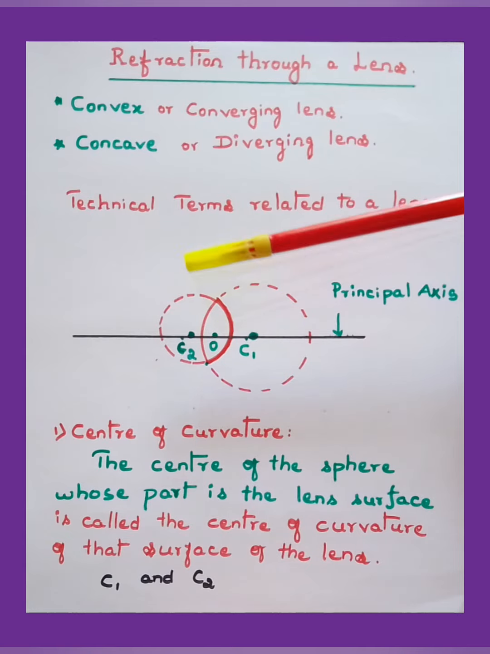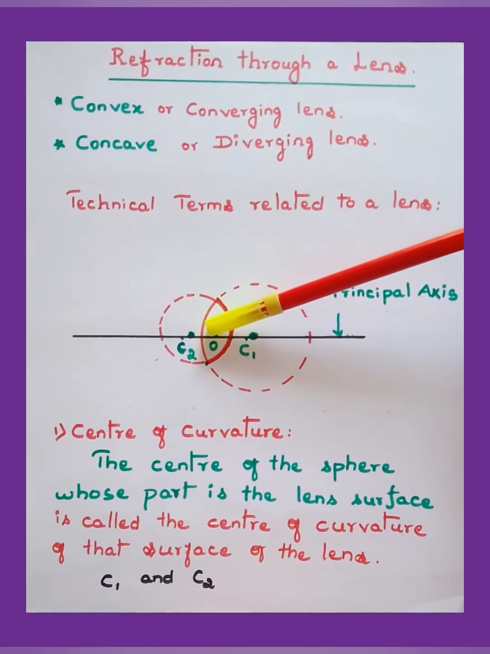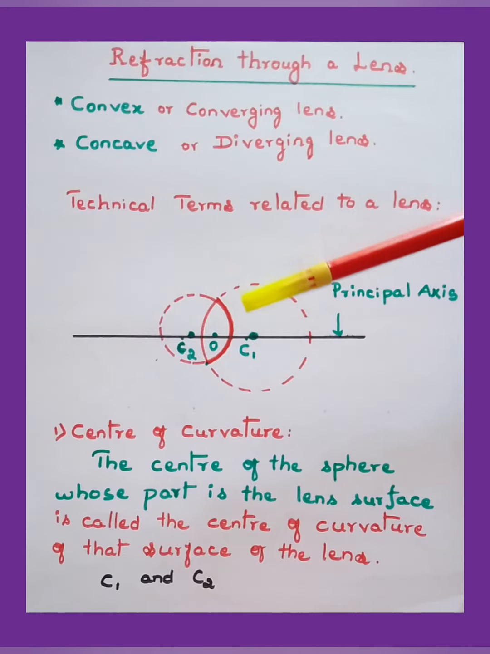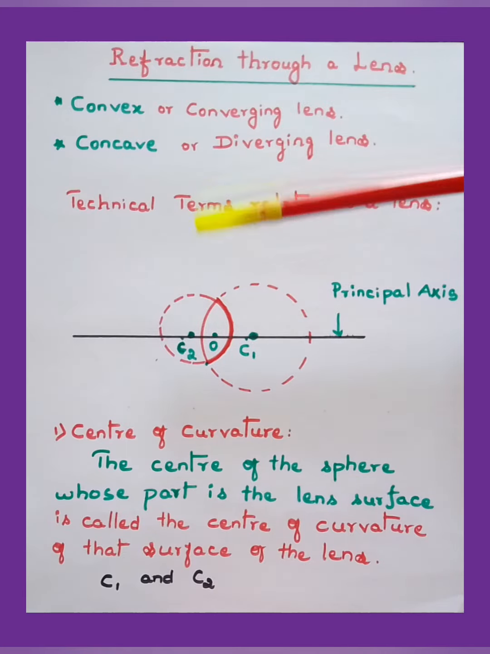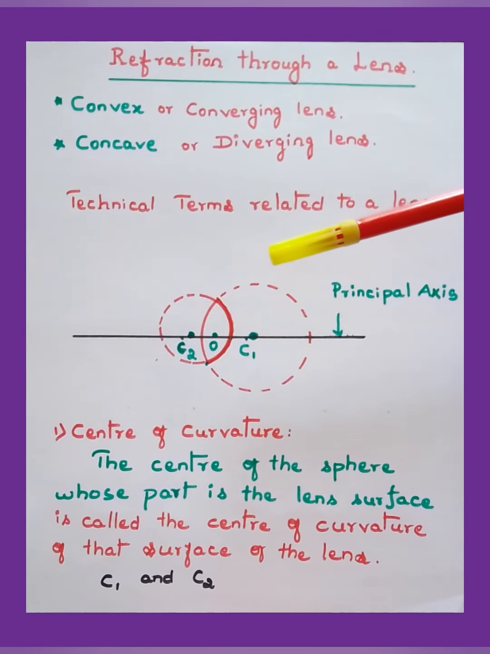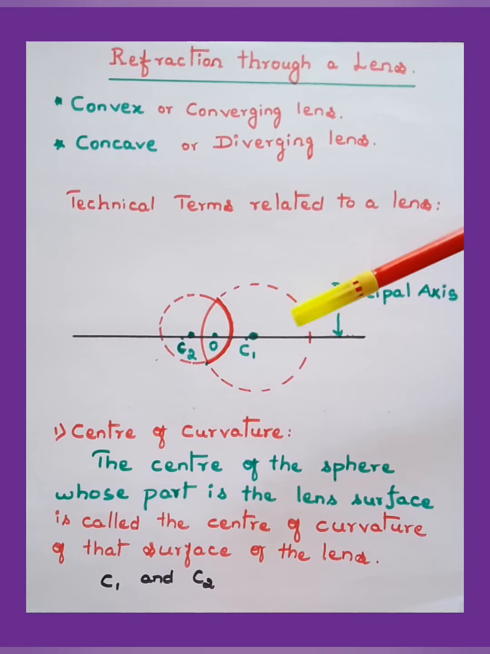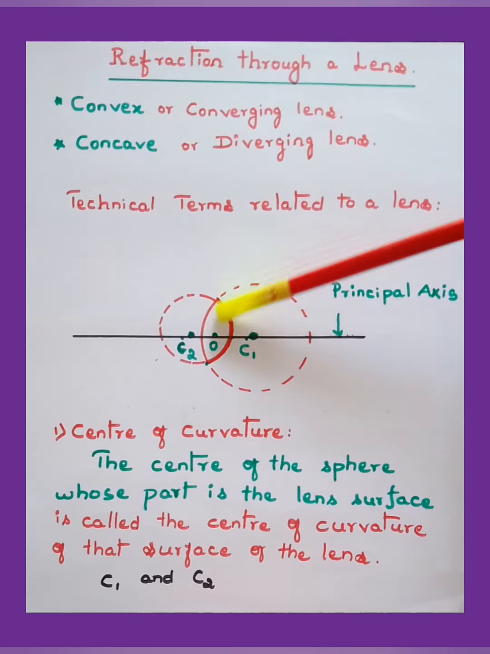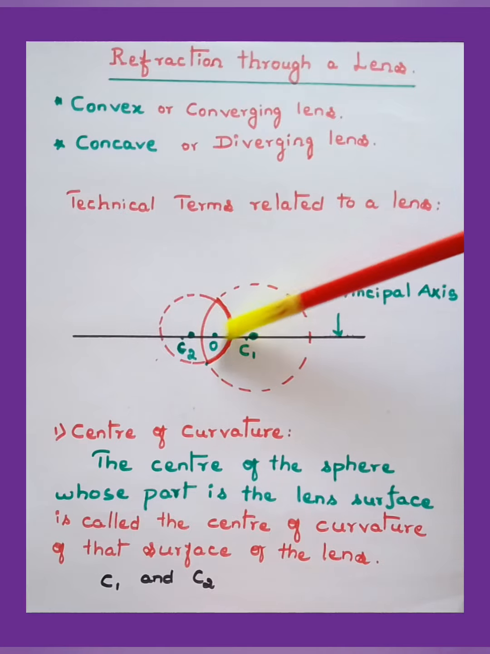So any light ray which is falling on or passing through this optical center will pass undeviated, meaning without undergoing refraction, it will emerge out. So there may be multiple choice questions. How does the light ray emerge out when it passes through the optical center of the lens for a thin lens? It passes undeviated. You can draw one line like this, from any side you can draw the line which will pass undeviated through this.